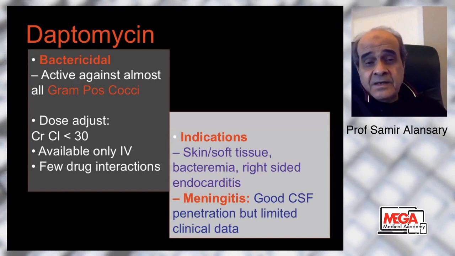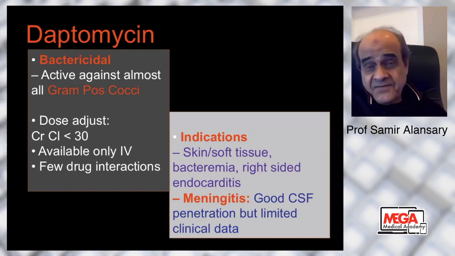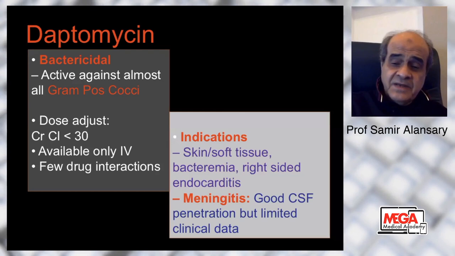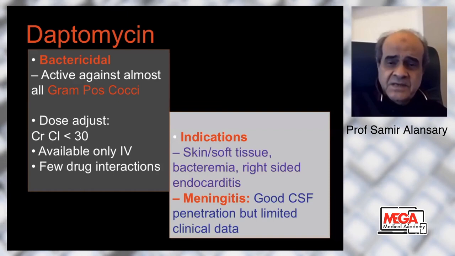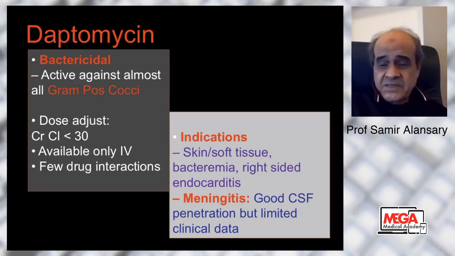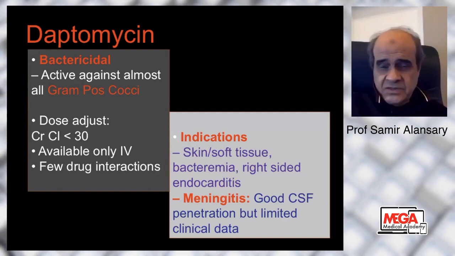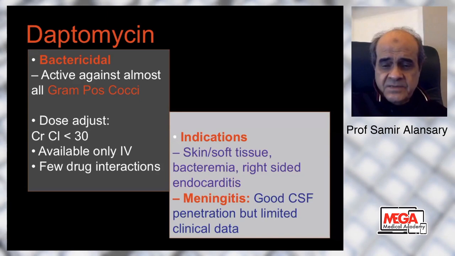It is also inactivated by surfactant in the lung, and so is not effective in some lung infections. It could be used for skin, soft tissue, bacteremia, and right-sided endocarditis. For meningitis, it has good CSF penetration, but there is limited clinical data for its use in CNS infection. All of us use cephalosporins like ceftriaxone, and other drugs use ampicillin in old age and immunosuppressed patients.